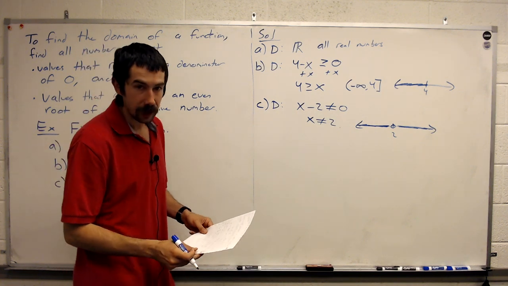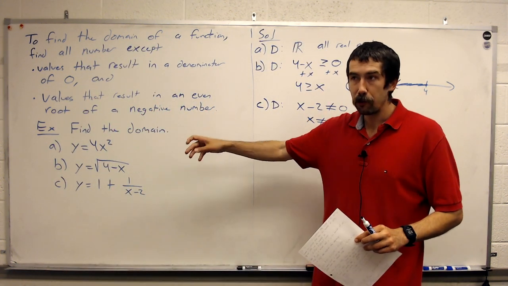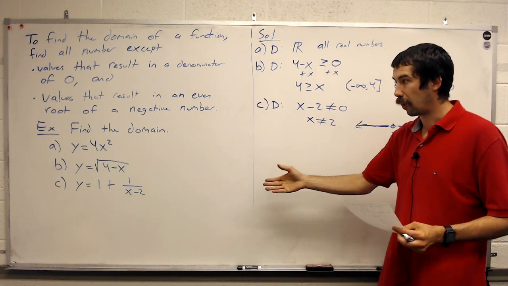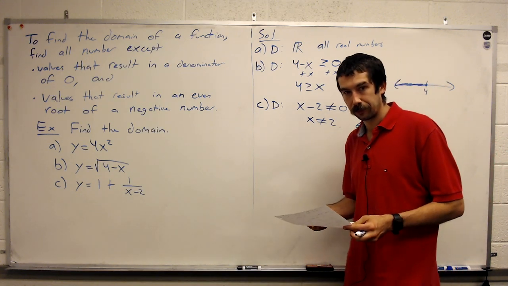Okay. So what are the takeaways? If you have a square root, set that greater than or equal to 0 and solve. If you have a denominator, set it not equal to 0 and solve for x.